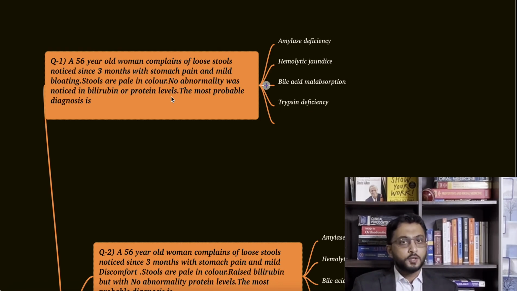So I want you to pause this video, whether you're watching it on YouTube or on the app. Read this question and the options: amylase deficiency, hemolytic jaundice, bile absorption, trypsin deficiency. They're asking for the diagnosis. So what is the answer? Pause it and comment it below right now. If you know, comment it. If you don't know, wait, I'm going to give you the key points to arrive at an answer. After that, pause it and answer it.